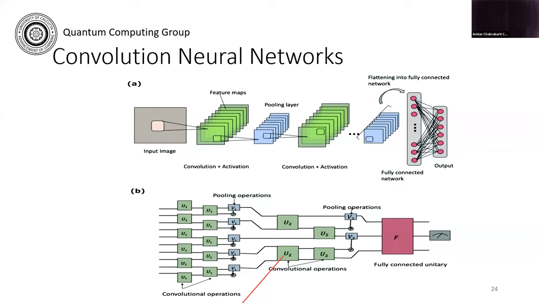Control gates find the values, that means the control qubits control the outcome. So using the control qubits, and the activation function here is a measurement, we can use this control gates operation and activation functions. In a similar way, we can generate convolution neural networks, and there are good references available which speak about them.